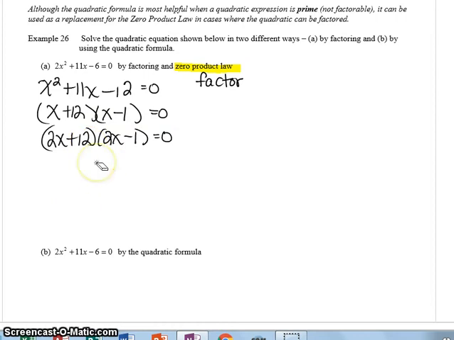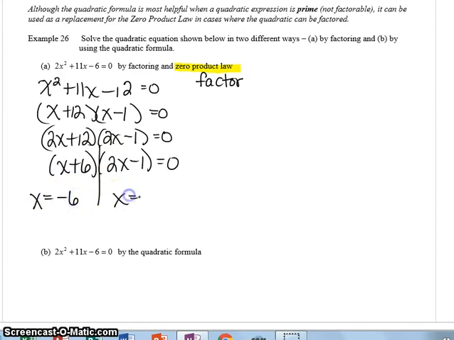Don't split. Now divide both of these by 2. Okay, you don't write that anywhere. You just do it. So you're going to get x plus 6 and 2x minus 1. And the last step, split, set them equal to 0. So I'm going to get x equals negative 6 and x equals positive a half. So those are my two roots.